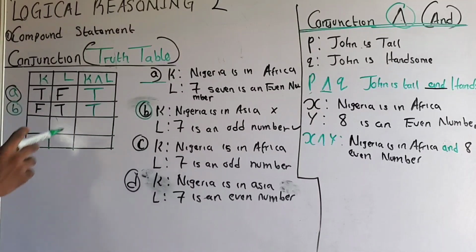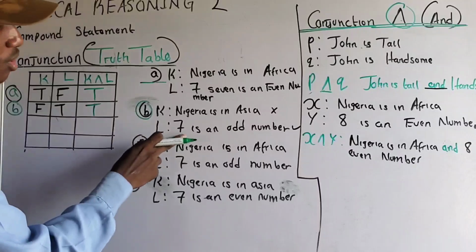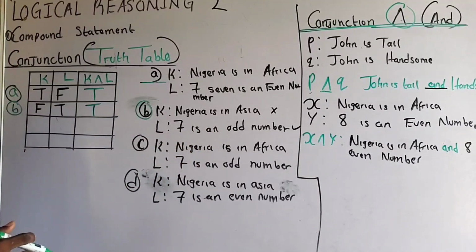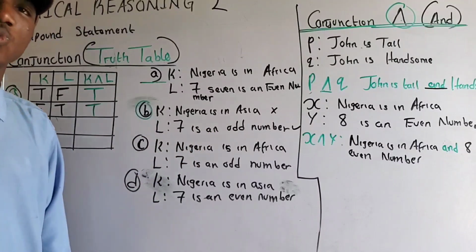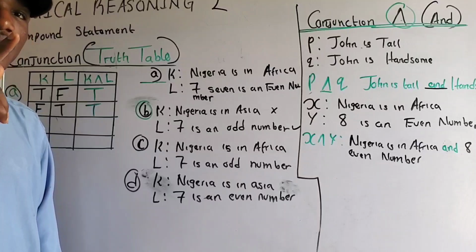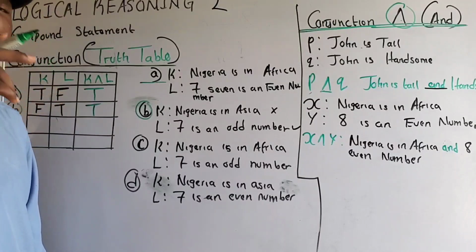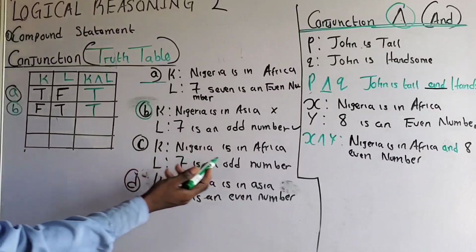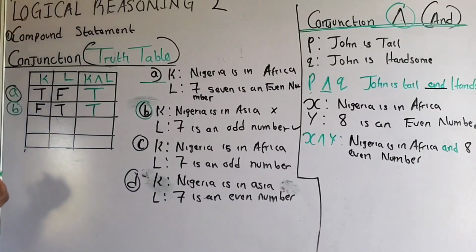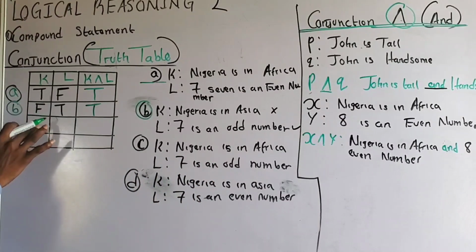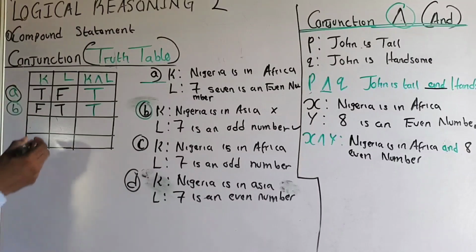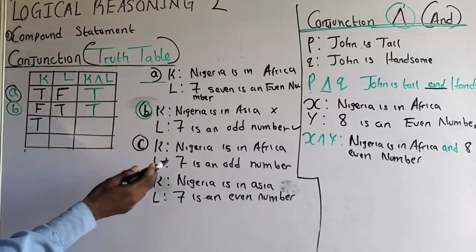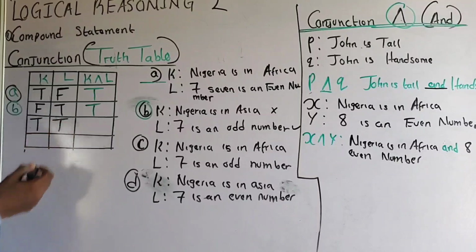The reason that makes the conclusion true is because one of the statements is true. Are you getting what I'm trying to say? So when you have a compound statement in which one of the statements is true, you're going to have a conclusion that is true. Now, let's look at C. Let me use the black pen, okay? Nigeria is in Africa, that is true. 7 is an odd number, that is also true. So in this case, both statements are true.